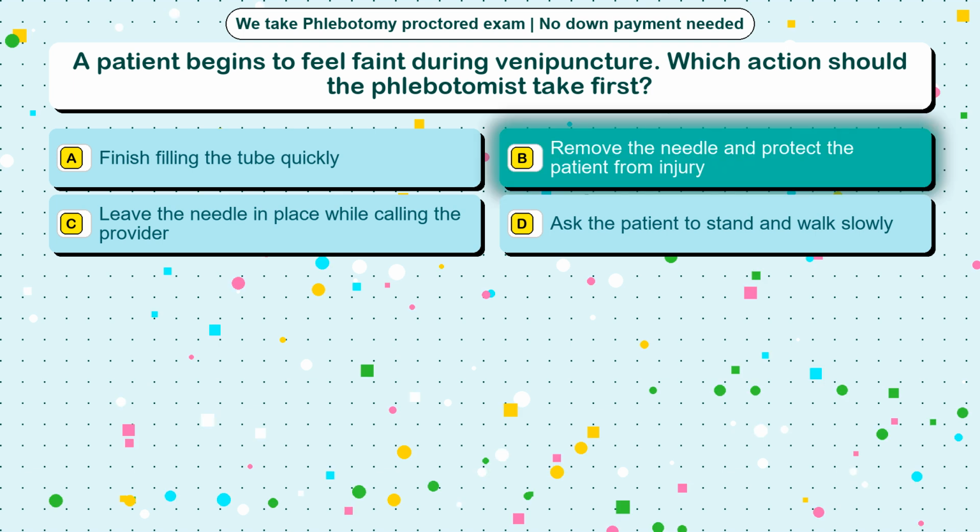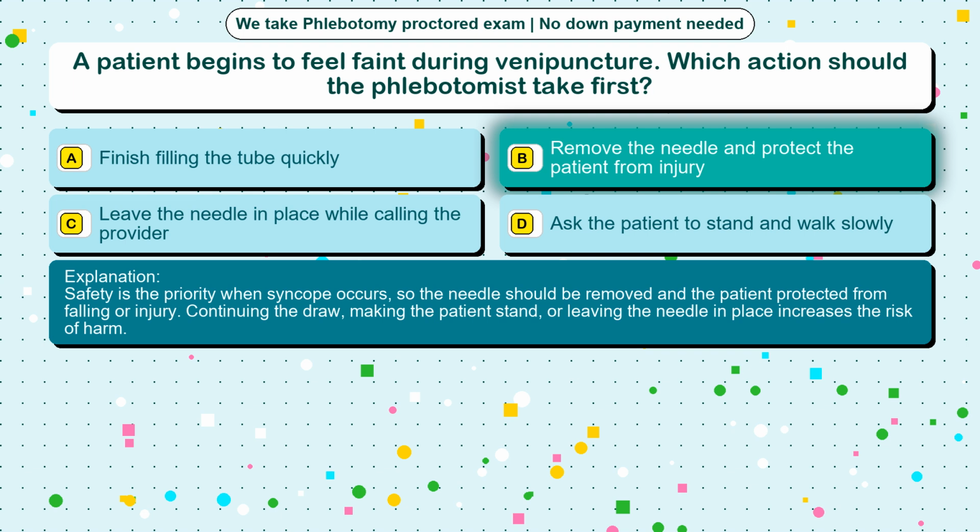The correct answer is option B, remove the needle and protect the patient from injury. Safety is the priority when syncope occurs, so the needle should be removed and the patient protected from falling or injury. Continuing the draw, making the patient stand, or leaving the needle in place increases the risk of harm.